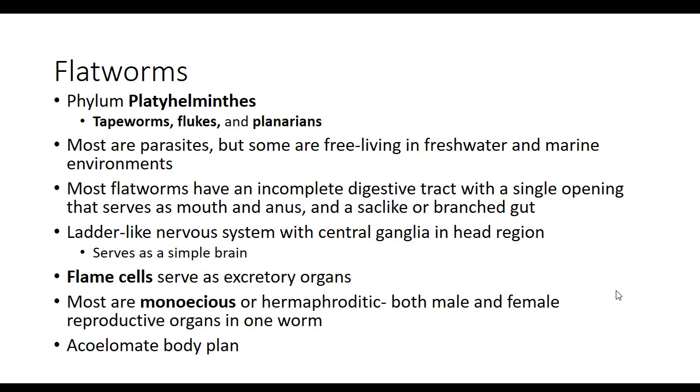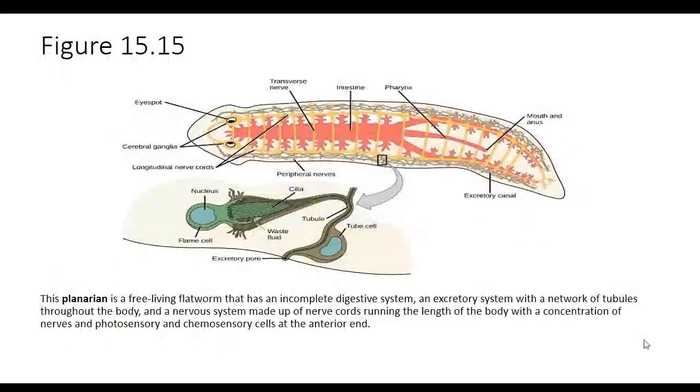So most are monoecious or hermaphroditic. Both of those words mean just each individual is both male and female. That's both male and female reproductive parts. Again, acoelomate body plan, so no body cavity. So here's a planarian flatworm, a free-living, non-parasitic flatworm.